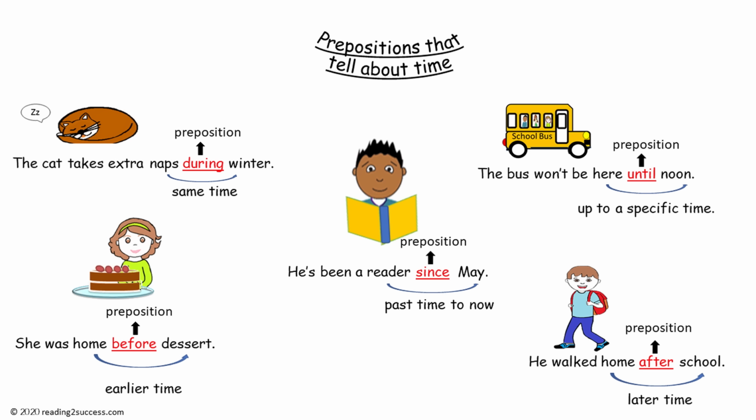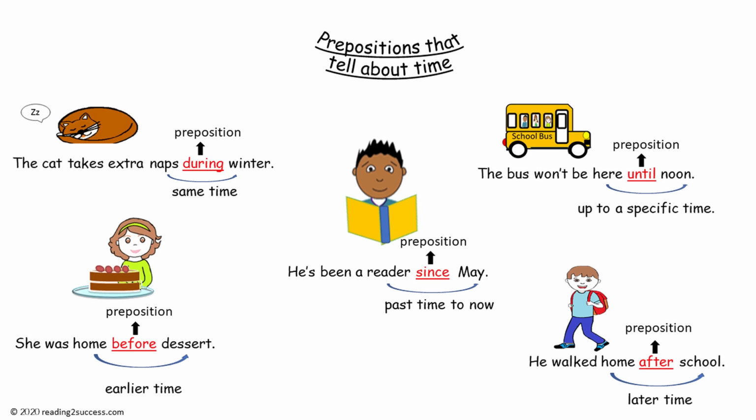Now introduce kids to our second category of prepositions. Prepositions that tell about time. Look at the first example with kids. The cat takes extra naps during winter. During is a preposition and it joins winter with naps, and they both happen at the same time.